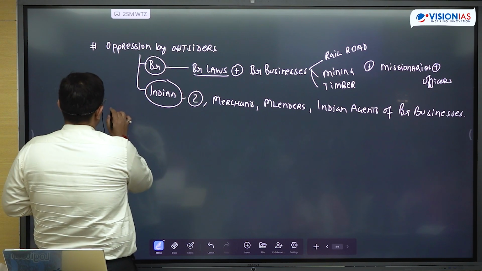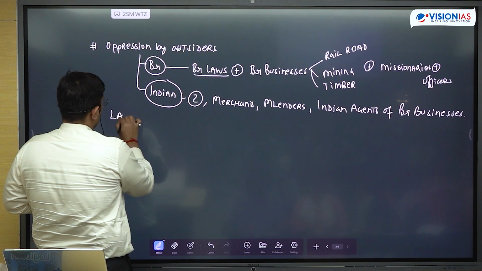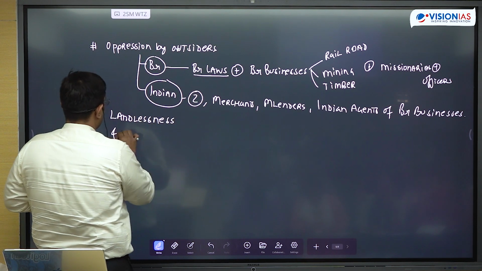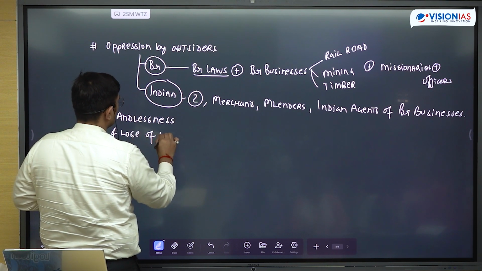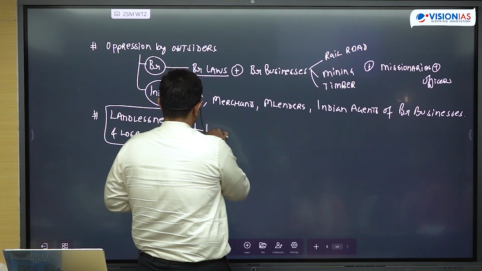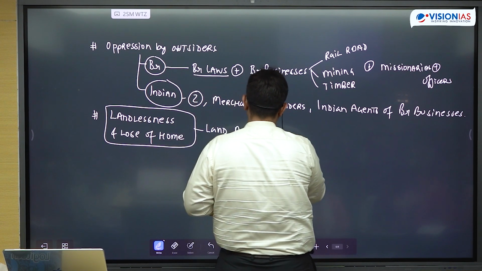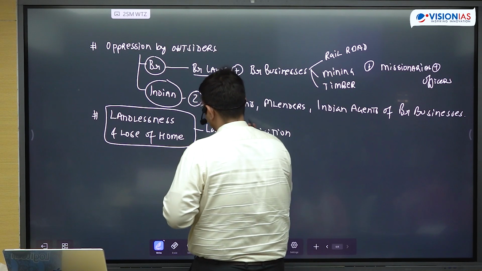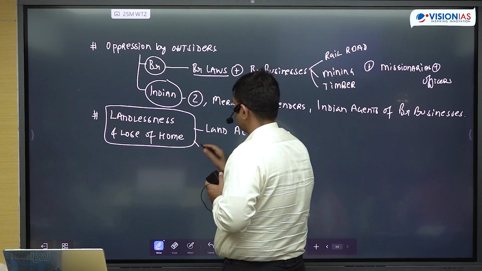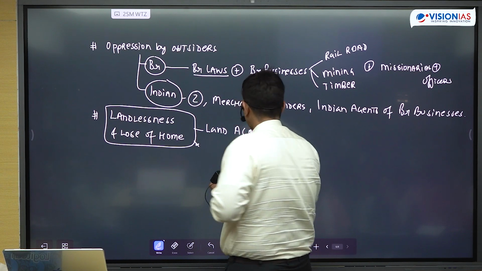Next point, you can mention that these people witnessed landlessness and loss of home. Why? One reason was land acquisition because of different projects, right? And therefore loss of home also, right? Again, basically because of land acquisition.